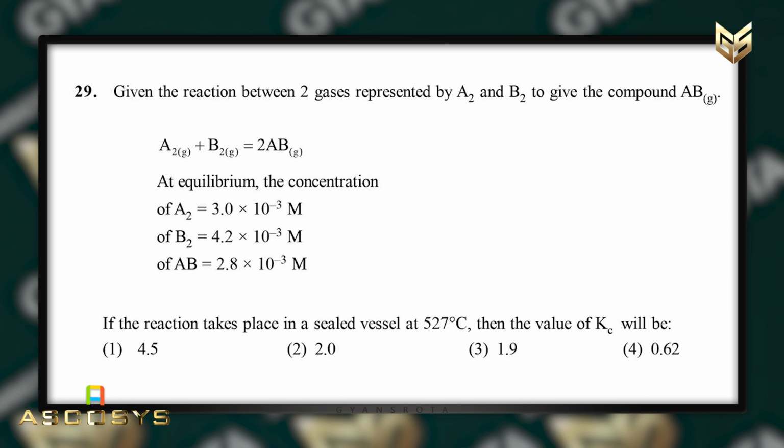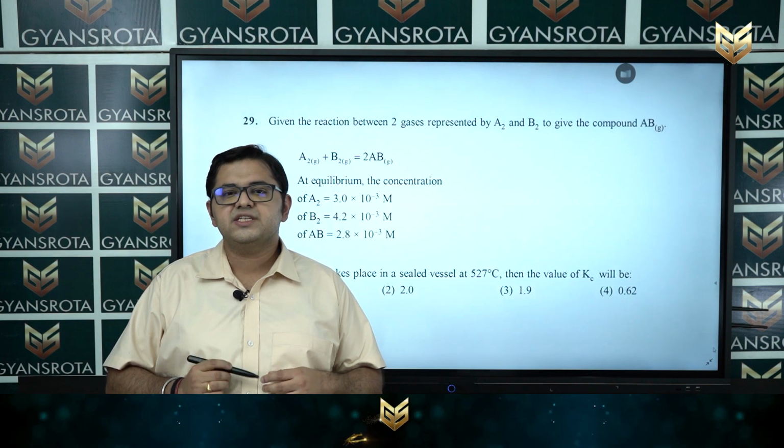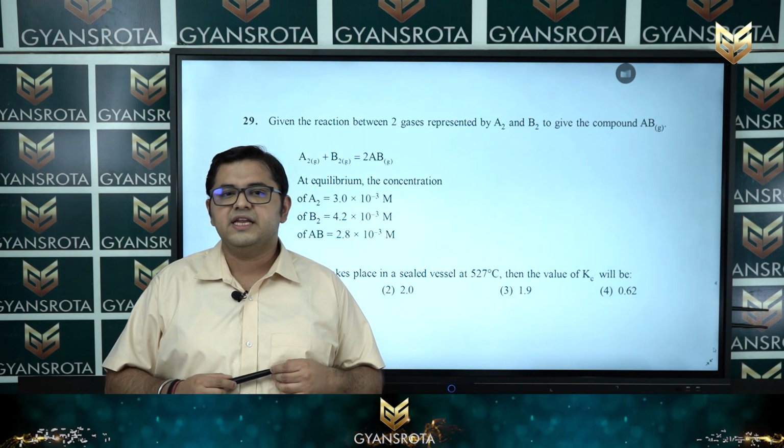Given the reaction between two gases represented by A2 and B2 to give the compound AB, they give you the reaction, and also the equilibrium concentrations: for A2 it is 3.0 × 10^-3 molar, for B2 it is 4.2 × 10^-3 molar, and for AB it is 2.8 × 10^-3 molar. They ask, if the reaction takes place in a sealed vessel at 427 degrees Celsius, then the value of Kc will be. This question comes from the equilibrium chapter of your class 11 NCERT.